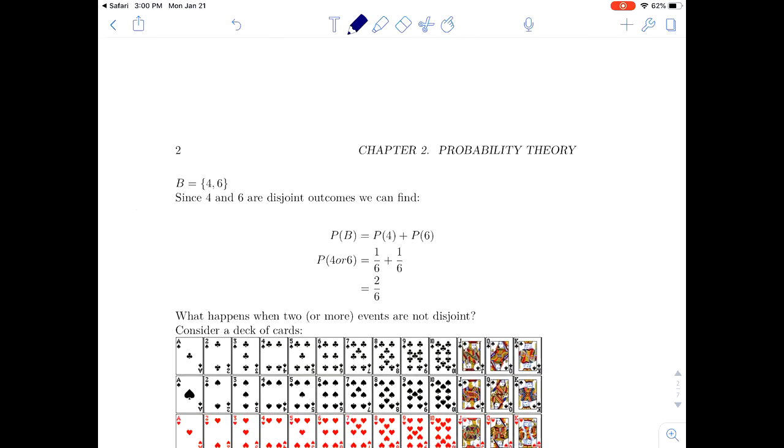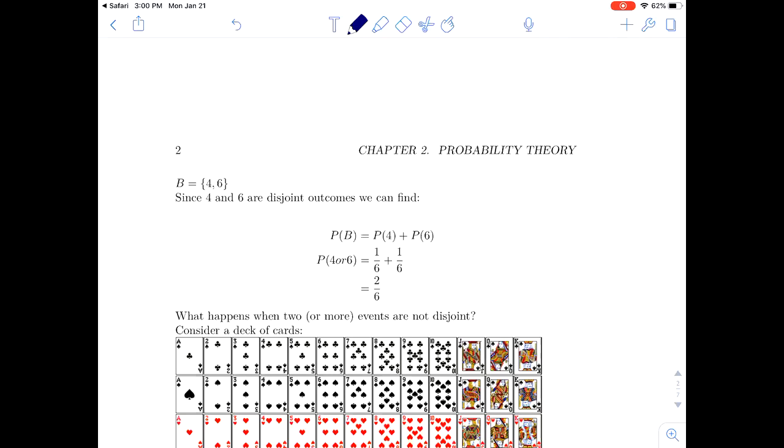Okay. And here, kind of nasty set notation. It's not something that we'll talk about, but it is proper, so I threw it in there. Right? But we can just denote B is the set of four and six. So how do we calculate this probability?